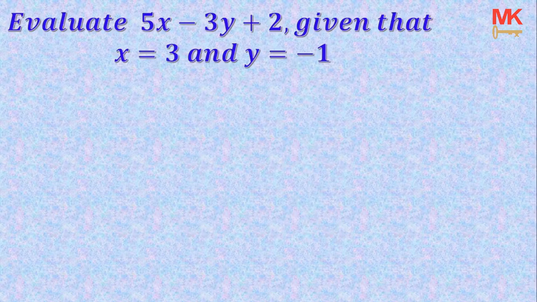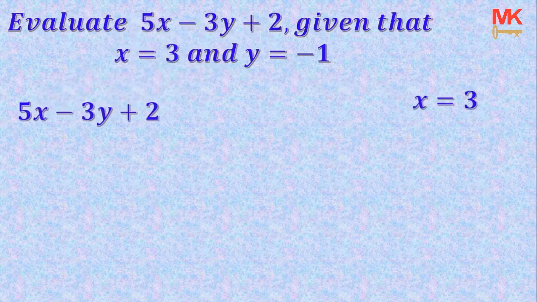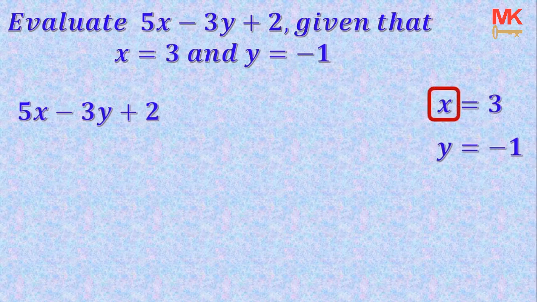Now let us look at this example. Evaluate 5x take away 3y plus 2 when x is 3 and y is -1. This just means that wherever we see x in the expression, we replace with 3, and wherever we see y in the expression, we replace with -1.